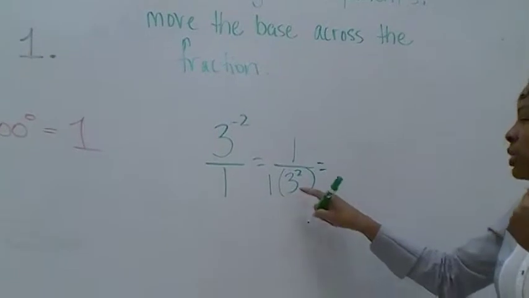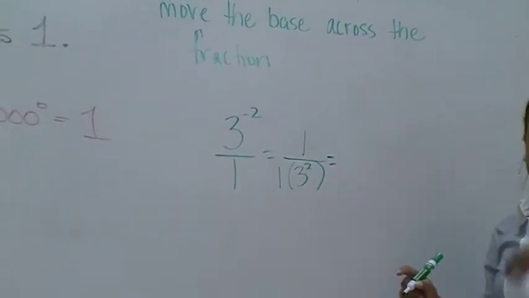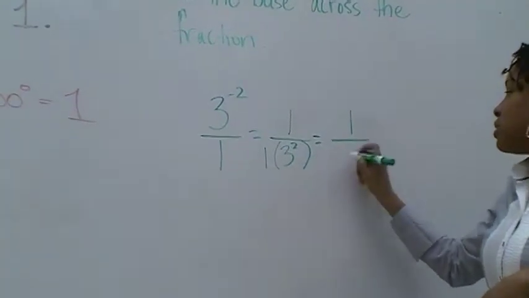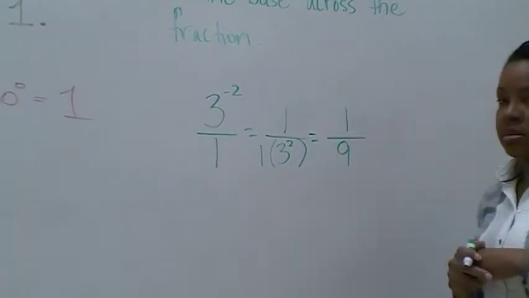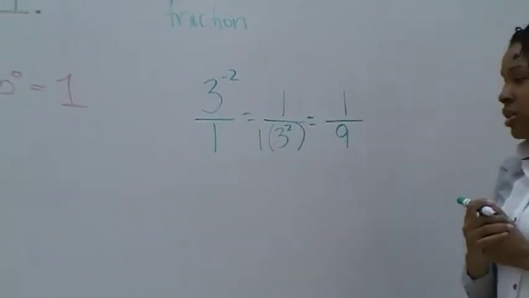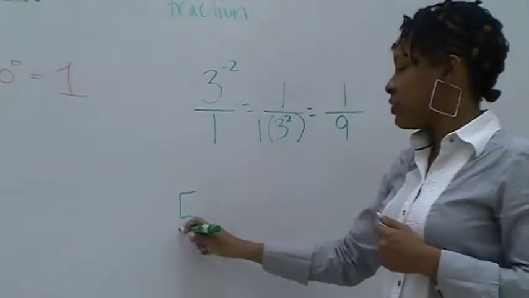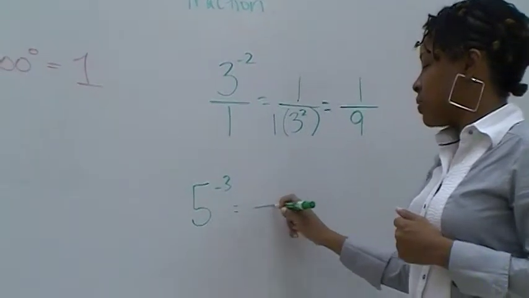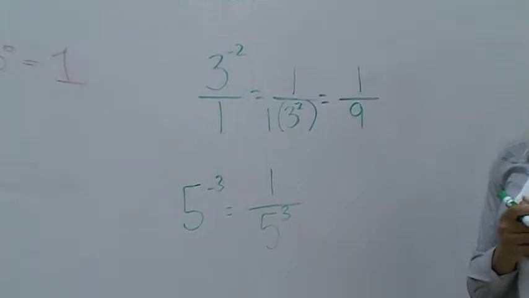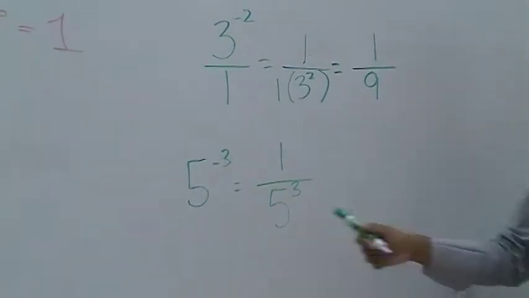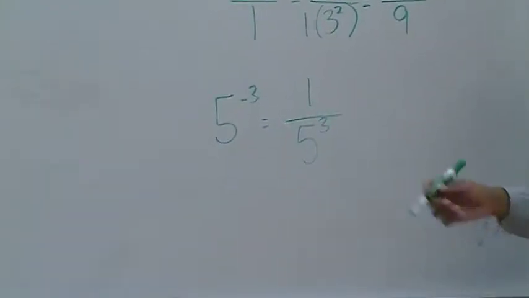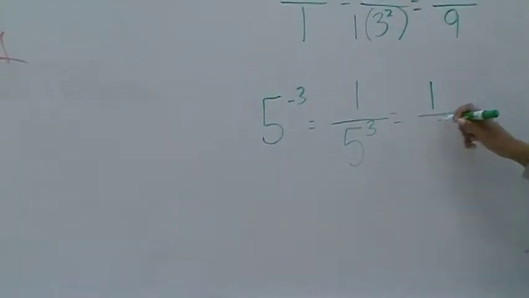Okay? So now what's 3 to the 2nd power? 3 times 3? 9. And 1 times 9? 9. Okay? This will get easier. You'll start to see it in shortcuts. So for instance, like 5 to the -3, it's just going to be 1 over 5 to the 3rd. And then you can use your calculator to do 5 times 5 times 5, and you'll get 125.